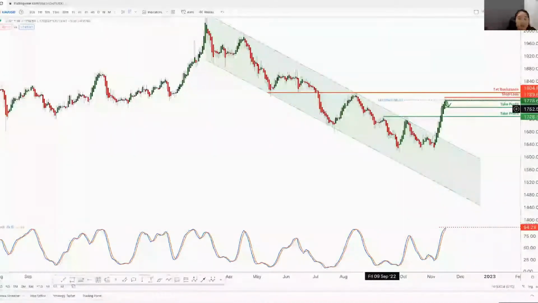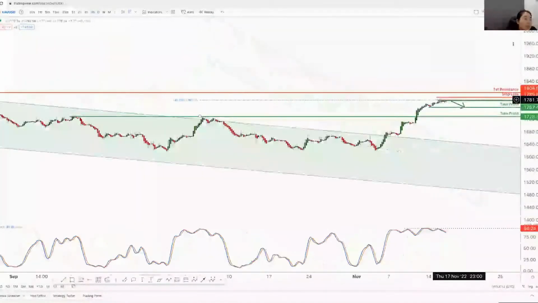But the thing about any chart is that it never goes in one direction. Before it keeps going up, it needs to pull back once in a while. So I am expecting a pullback. Why? Because a pullback means we're going to get in for a sell.